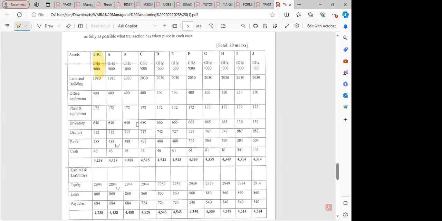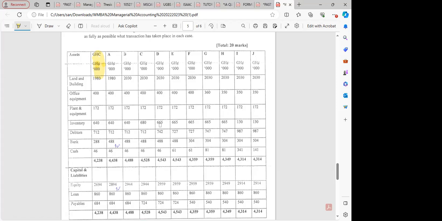If you check with inventory, inventory has moved from 680 to 665. So inventory has declined or decreased. Inventory has gone down. But what is the rate of decline in this? If you look at it, I think it's around 150.